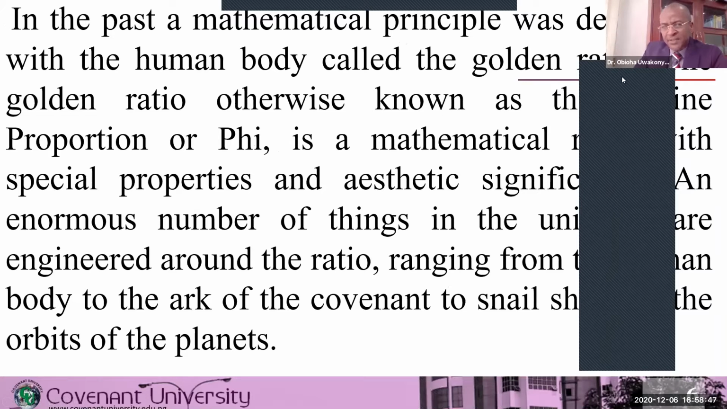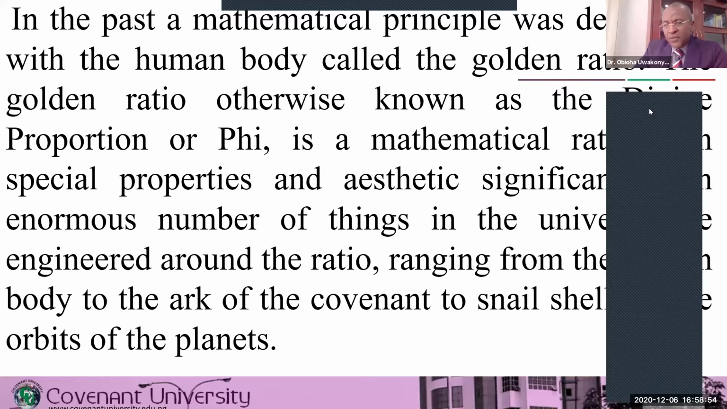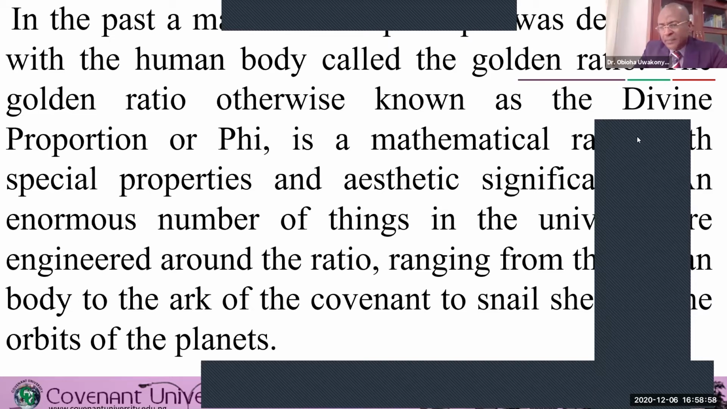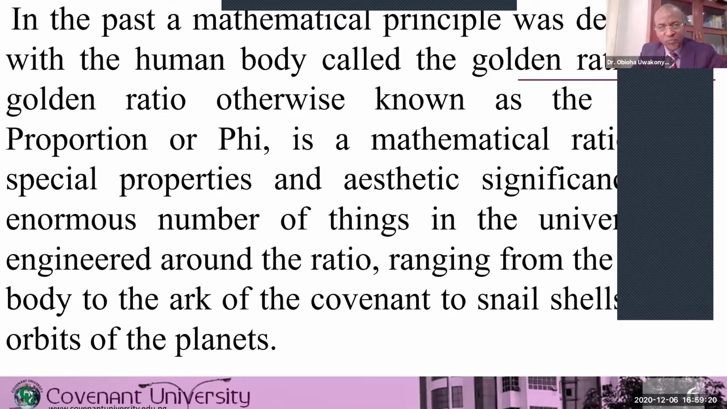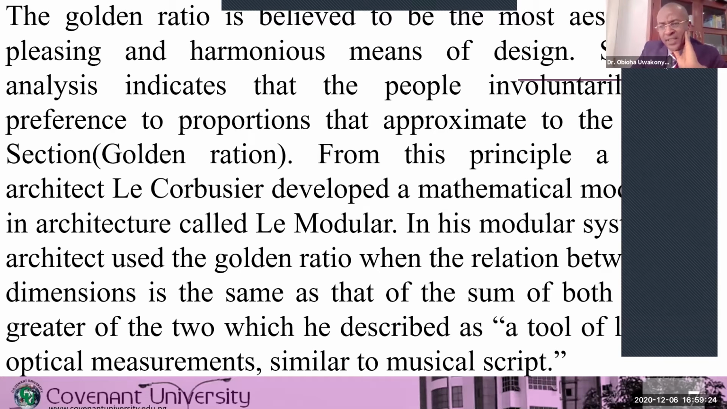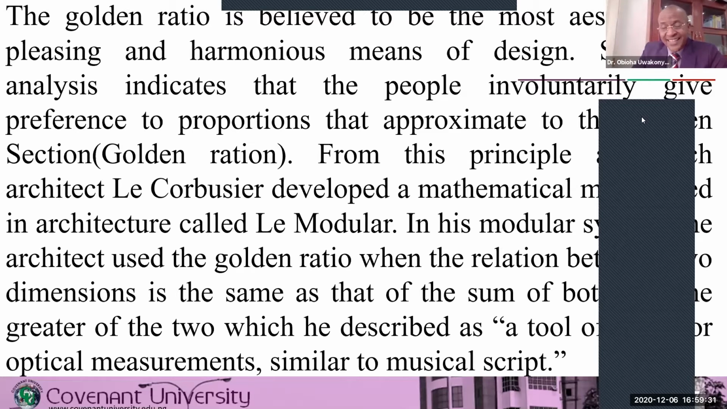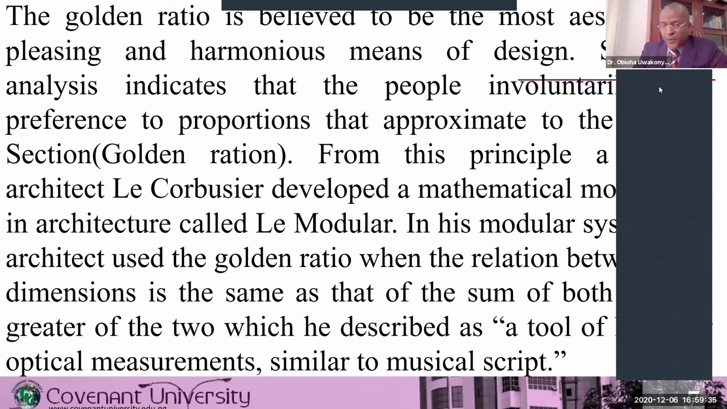In the past, mathematical principles have been developed with the human body, called the golden ratio. This golden ratio, otherwise known as the divine proportion phi, is a mathematical ratio with special properties and aesthetic significance. An enormous number of things in the universe are engineered around this ratio, ranging from the human body to the Ark of the Covenant to the orbits of the planets. And that brings us to the Fibonacci idea. The golden ratio is believed to be the most aesthetically pleasing and harmonious means of design, and statistical analysis indicates that people involuntarily give preference to proportions that approximate this ratio.